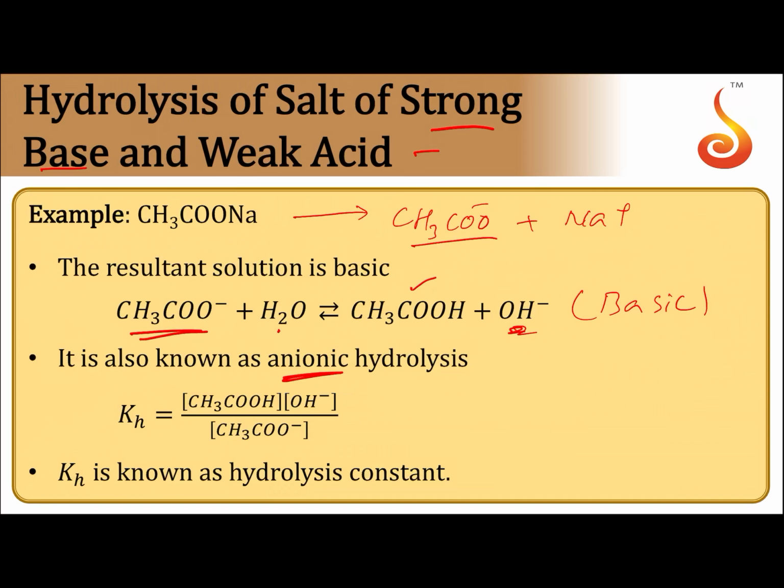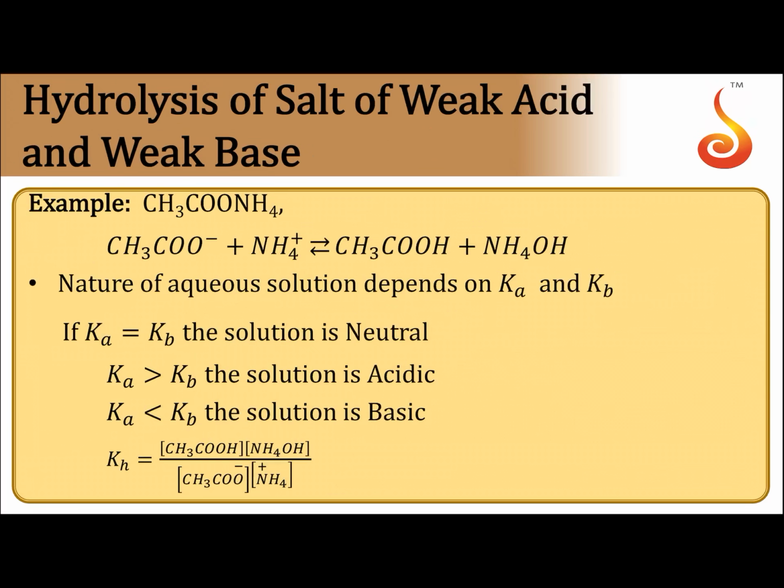The hydrolysis constant is given by the product of acetic acid and OH minus ions divided by acetate ions, where Kh is called the hydrolysis constant. Then comes the third salt, the salt of weak acid and weak base.